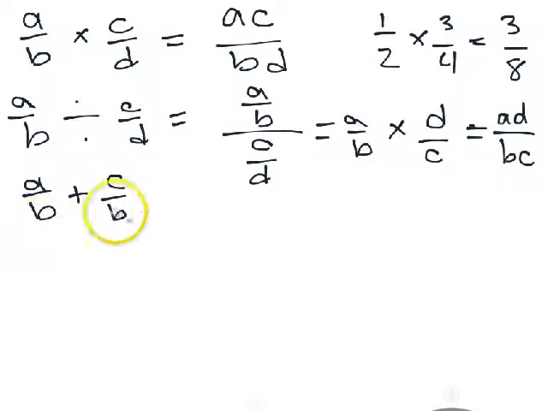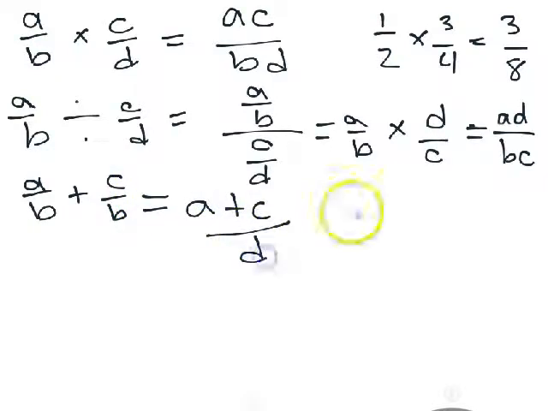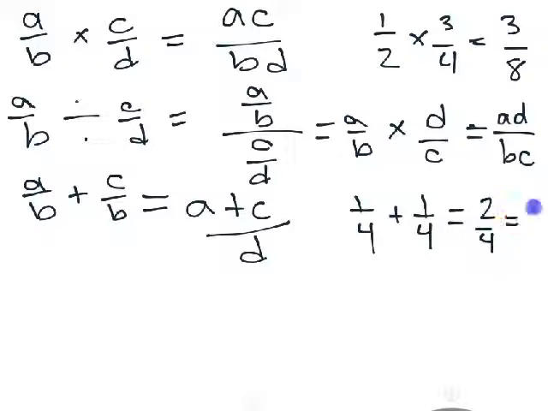So if we have the same denominator, then all we need to do is add the numerators together. Think of it this way: if I have 1/4 of a pizza, and somebody gives me another fourth, how many fourths do I have? Well, I have 2/4, and we could reduce that to 1/2 if we wanted to, just as a little side note.